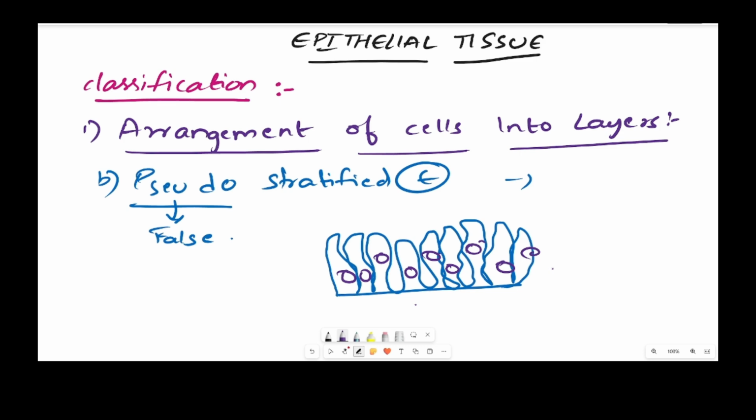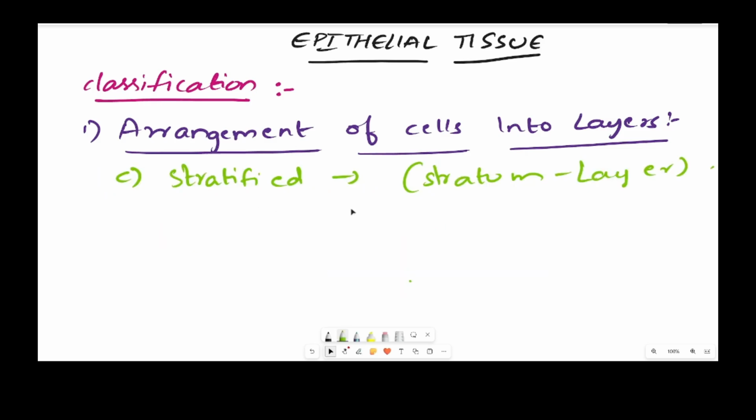The second one is pseudo stratified epithelium. Wherever you see the word pseudo, it means false. It will look like this, where the cells are arranged in the form of multiple layers, and here the cell nucleus will be lying at different places.